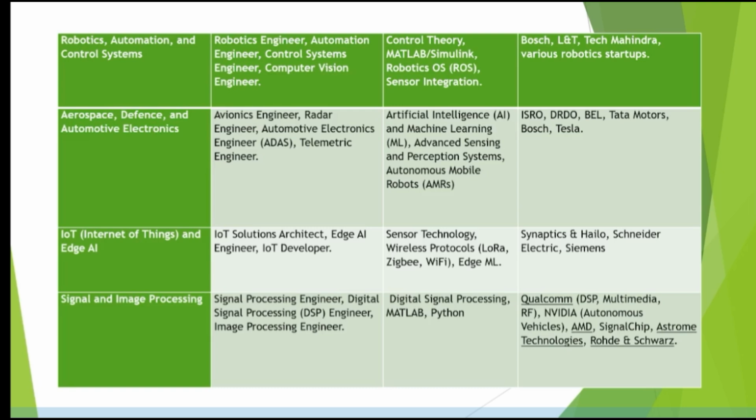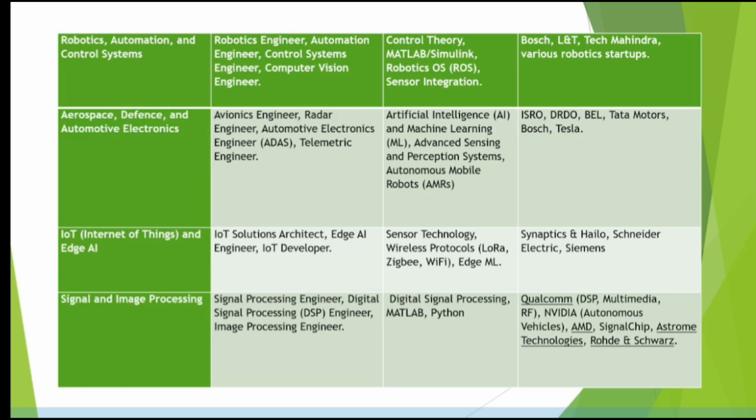Basically everything is related to robotics automation. You need to have technical knowledge on things like control theory, MATLAB or Simulink tools, robotics OS, and then sensor integration. So these are the particular technical subjects that you need to concentrate on for entering into this robotics, automation and control systems domain, right? And then coming to the recruiters, Bosch, L&T, Tech Mahindra, and various robotic startups are considered recruiters for this particular domain.